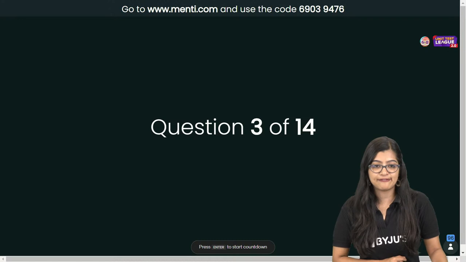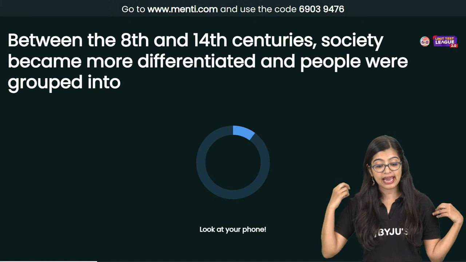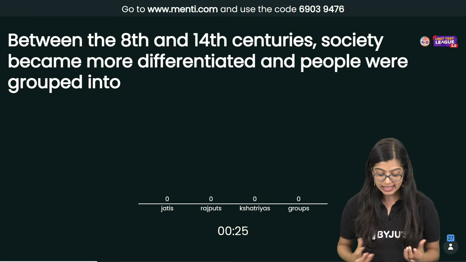Very good. Now moving on to question number 3. Between the 8th and the 14th centuries, society became more differentiated and people were grouped into what? Were they grouped into Jatis, Rajput, Kshatriyas or groups?